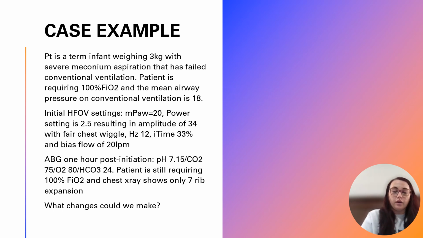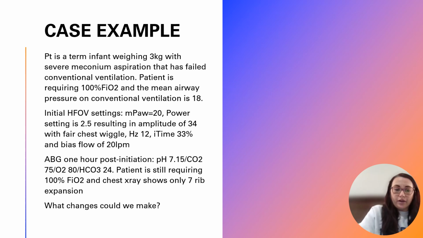You get an ABG 1 hour post initiation. Your pH is 7.15, CO2 is 75, and your bicarb 24. The patient's still requiring 100% FiO2, and the chest x-ray only shows 7 ribs expansion. So what kind of changes could we make? There's a lot of different options here.